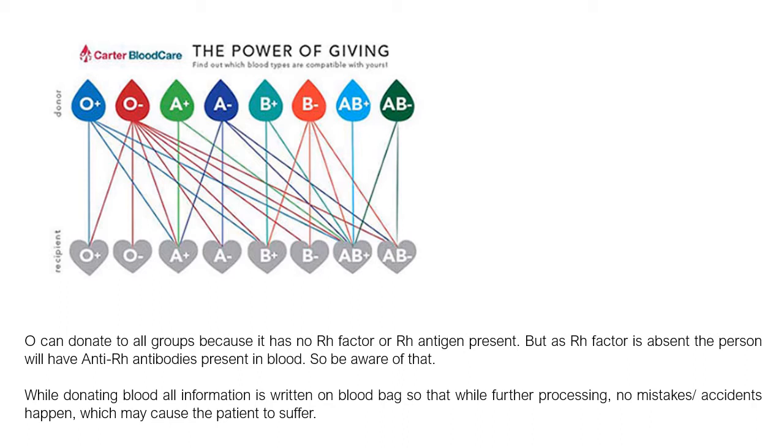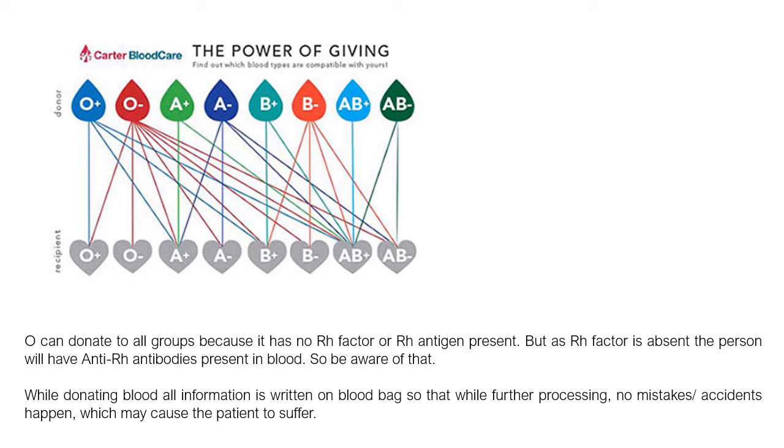Okay, and A positive can donate to only two, A positive and AB positive. Same goes for B positive: B positive can also donate to two, B positive and AB positive. Then A negative can donate to A positive, A negative, AB positive and AB negative. Same goes for B negative: B negative can also donate to four, that is B positive, B negative, AB positive and AB negative.